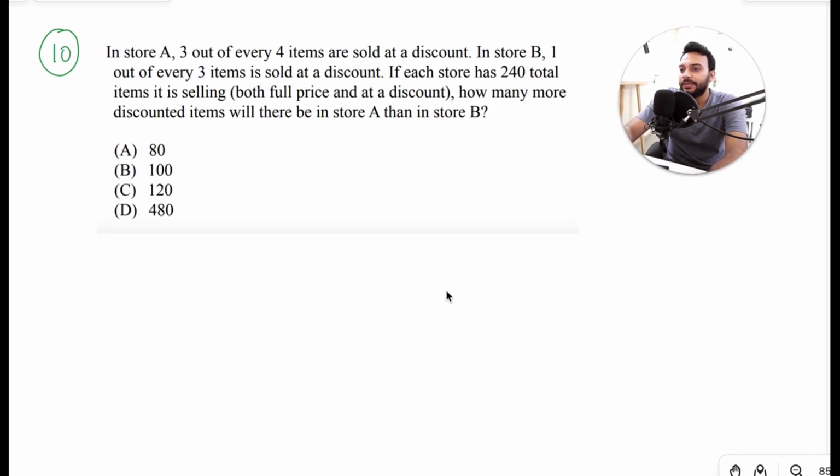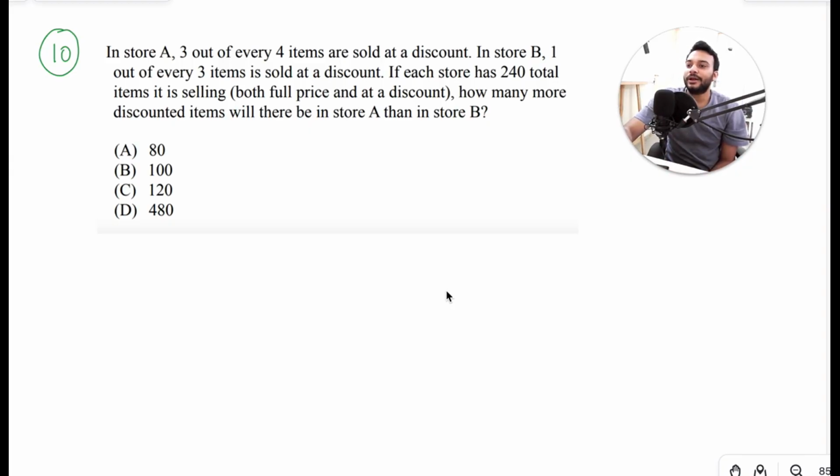In store A, 3 out of every 4 items are sold at a discount. In store B, 1 out of every 3 items is sold at a discount. If each store has 240 total items it is selling, both full price and at a discount, then how many more discounted items will there be in store A than in store B? Okay. So in store A, 3 out of every 4 items are sold at a discount. So 1 out of every 4 is sold at the full price in store A.